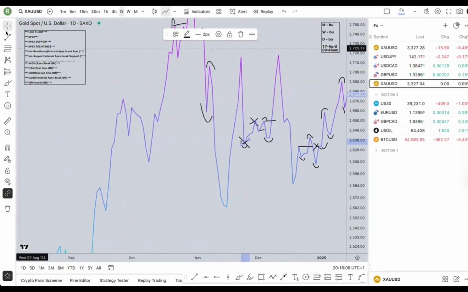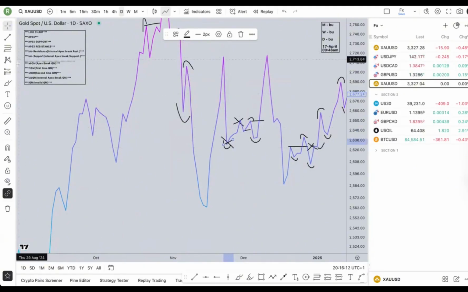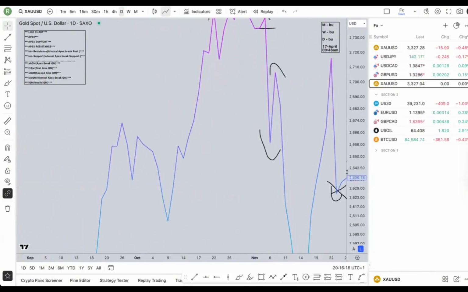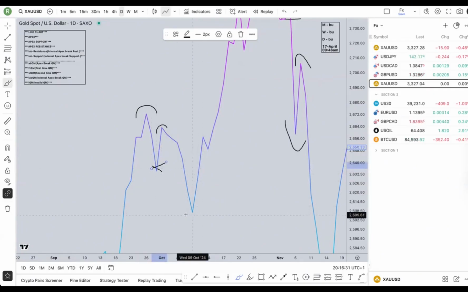We have another line chart here, which is this one. And on this one, we have this apex resistance, IAB resistance, not valid support. This is where it went to apex support because this is a retracement.